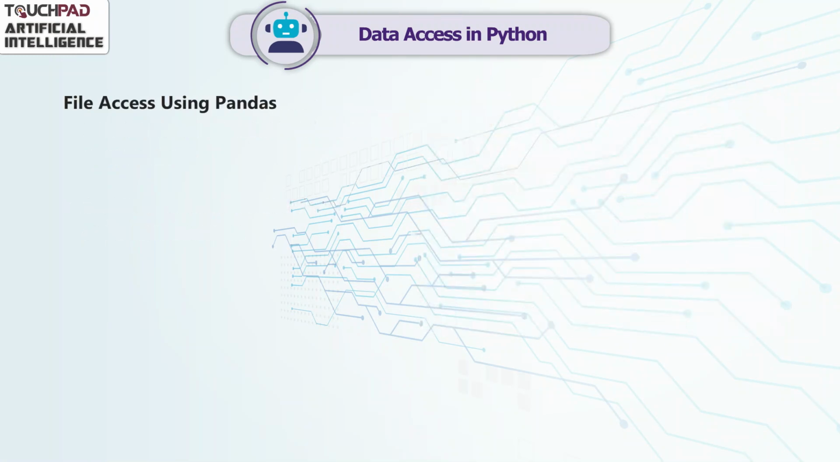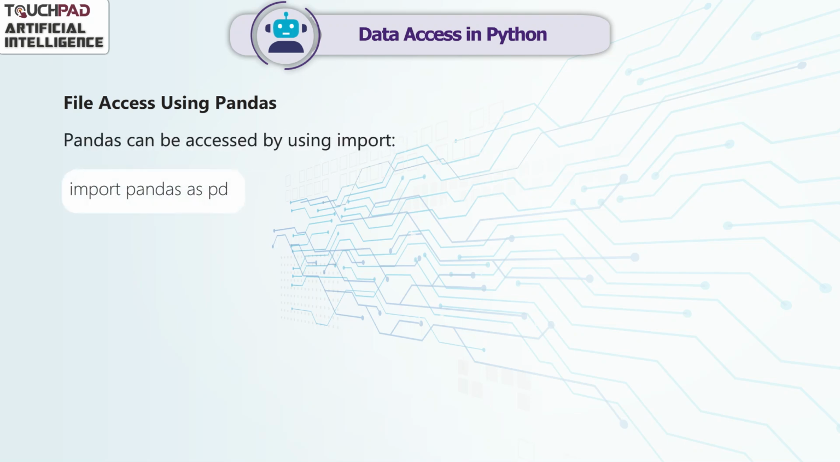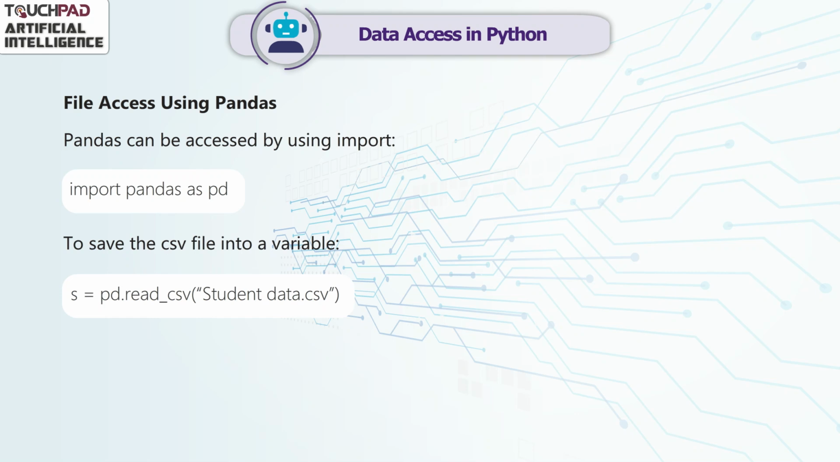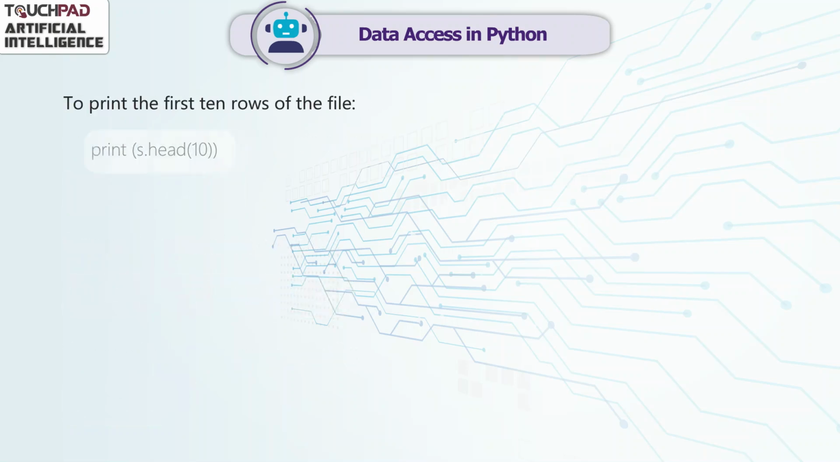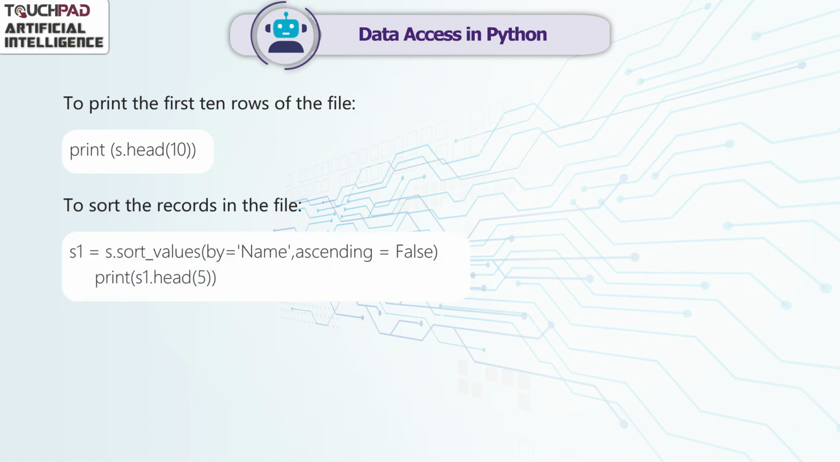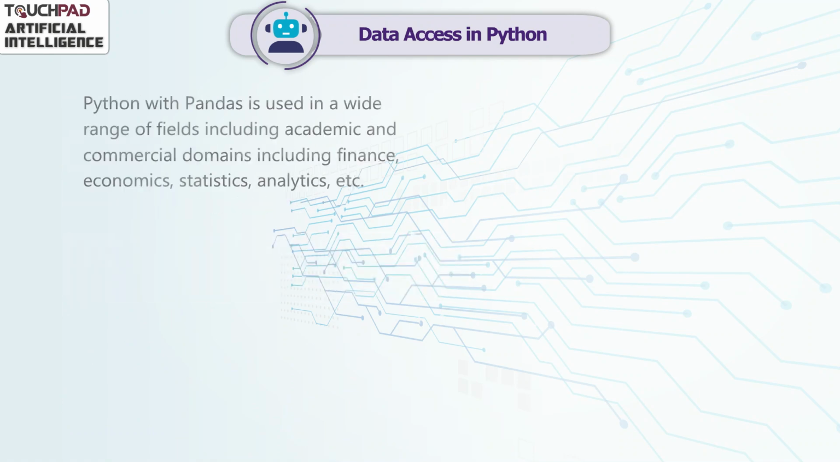File accessing using Pandas. Pandas can be accessed by using import. To save the CSV file into a variable. To print the first 5 rows of the file. To print the first 10 rows of the file. To sort the records in the file.